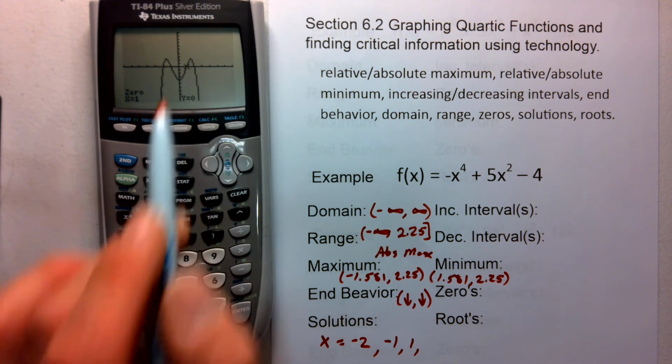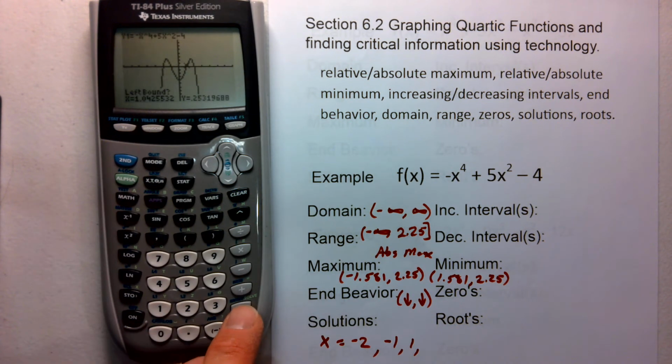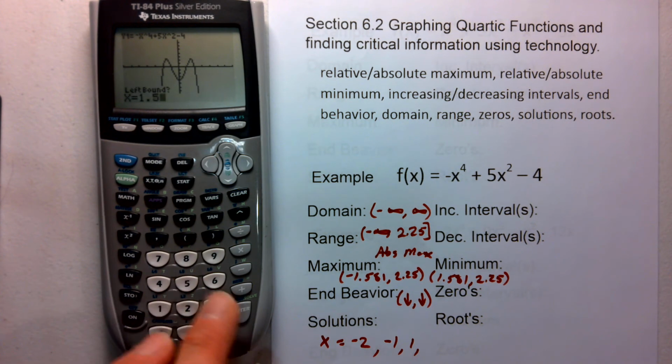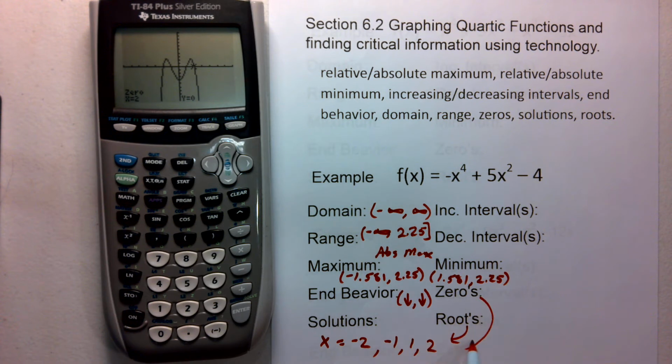And then last but not least, it looks like we have 2, doesn't it? So our 2, there's zero, so we're going to type in 1.5. We're going to go to 3 for our right bound, we're going to guess, hit enter, and we get 2. So we do get the solutions of negative 2, negative 1, 1, and 2. Again, those are our roots and our zeros.